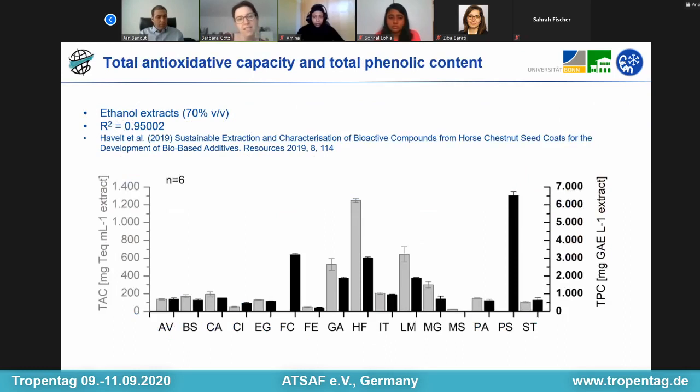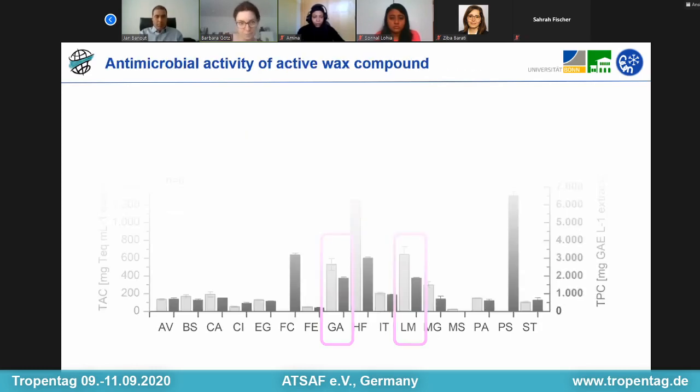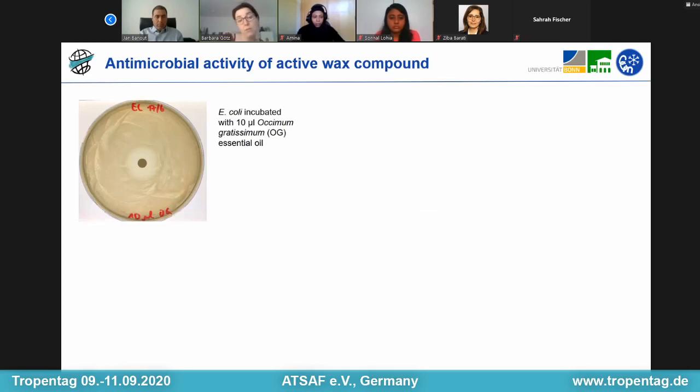But first, we also had a look at the total antioxidative capacity and total phenolic content, which is quite high. In this presentation, I'm focusing on GA, which is Gmelina arborea, and LM, which is Lannea microcarpa, and I will show you what we could do while integrating it into our active coating. Therefore, I also want to show you something about essential oils, because this is also possible for essential oils.